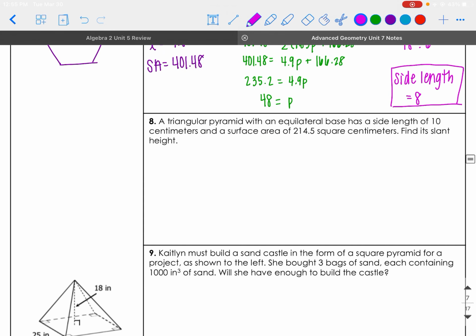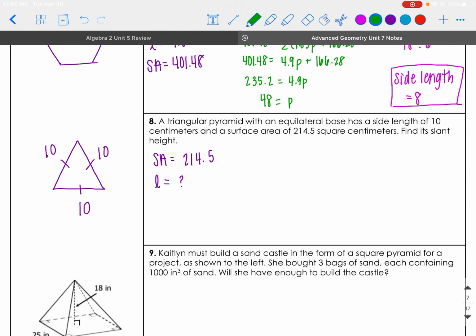All right. A triangular pyramid with an equilateral base. That just means that all of the sides are the same. The sides are 10, and we have a surface area of 214.5. We want to know the slant height.